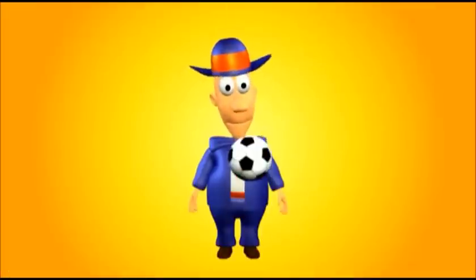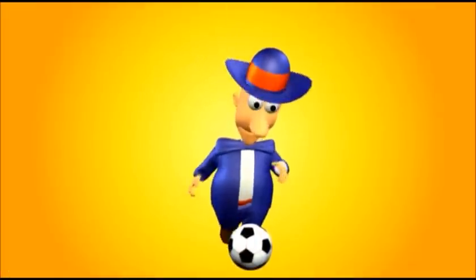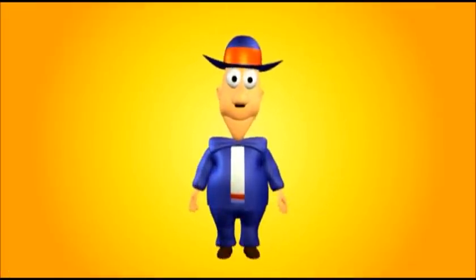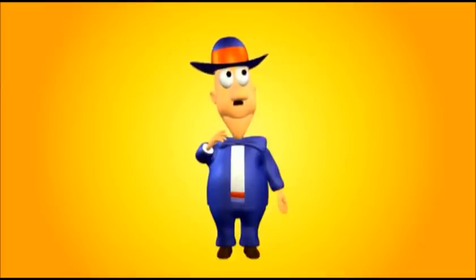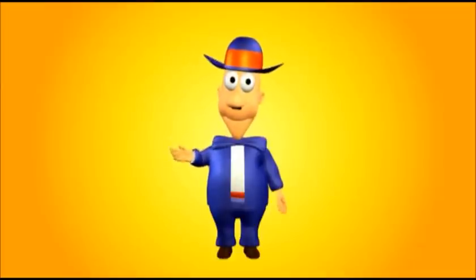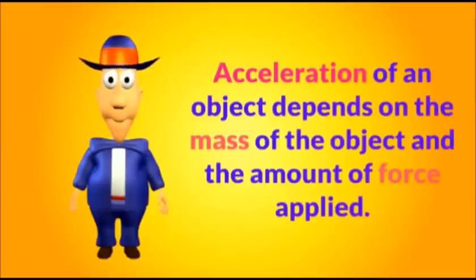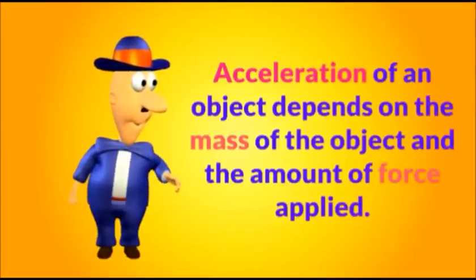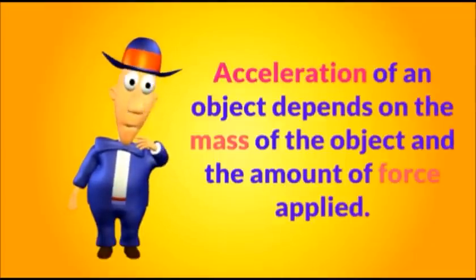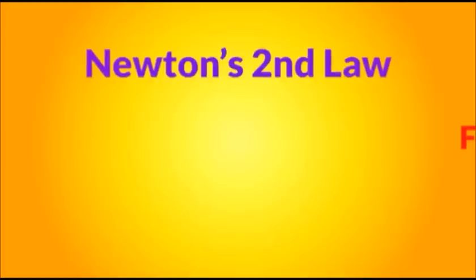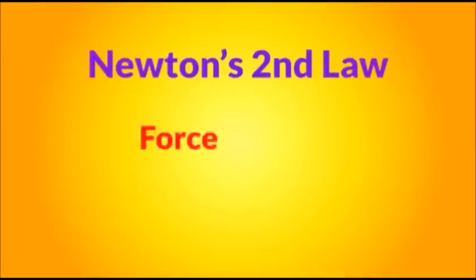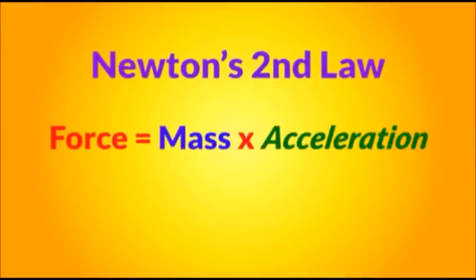Now let's move on to Newton's second law. As we know from the first law, to overcome the inertia of an object, we have to apply unbalanced force. Newton's second law talks about how fast an object would move. Well, it states that the acceleration of an object depends on the mass of the object and the amount of force applied. In mathematical terms, Newton's second law states that force is the product of mass and acceleration.